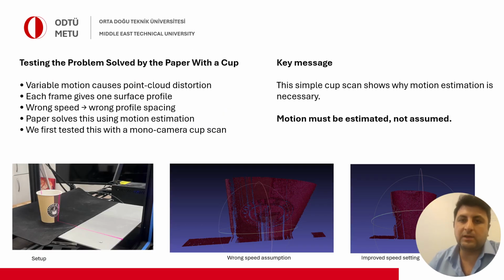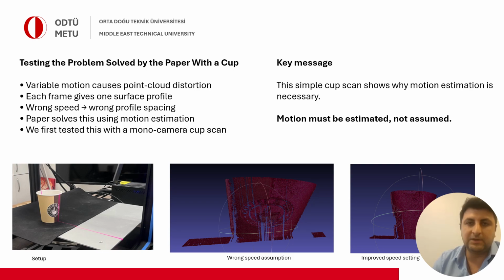Before testing the dual camera setup, I first tested the main motion problem with a simpler cup experiment. This was a monocamera laser scan. The purpose was to show what happens when the motion information is wrong. In this setup, each frame gives one surface profile of the cup. If I assume the wrong speed, the spacing between profiles becomes wrong. As a result, the reconstructed cup becomes distorted.